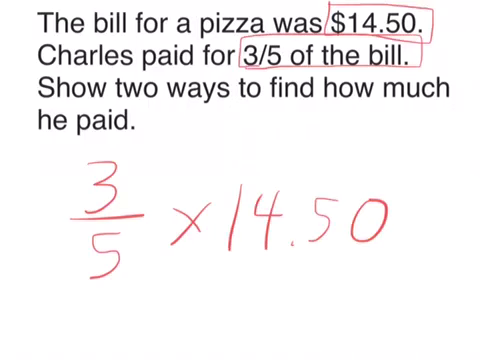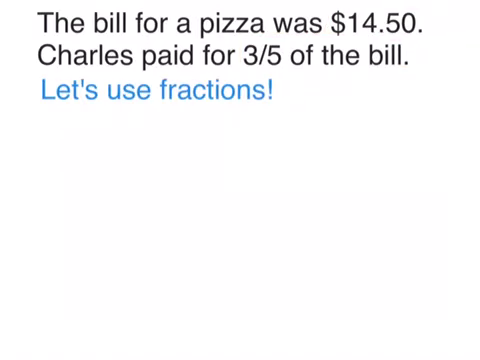A potential issue is that we haven't really learned how to multiply a fraction by a decimal. So the two ways we can do this problem are to turn the decimal into a fraction, or to turn the fraction into a decimal. So first, let's use fractions. We've got our 3/5 as a fraction, that's cool. We need to turn 14.50 into a fraction.